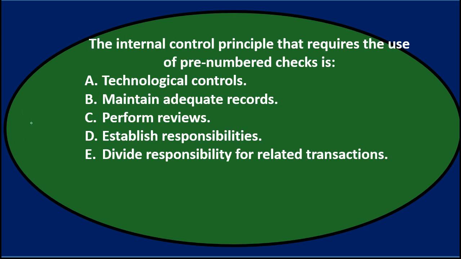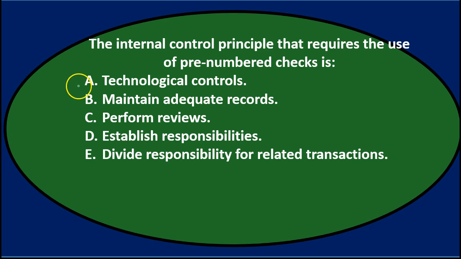Next question. The internal control principle that requires the use of pre-numbered checks is A, technological controls, B, maintain adequate records, C, perform reviews, D, establish responsibilities, or E, divide responsibility for related transactions. So once again, we will read through this, see if we can eliminate some of the options with the process of elimination. The internal control procedure that requires the use of pre-numbered checks is A, technological control.